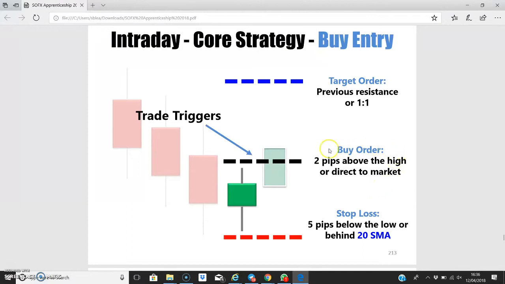Buy entry, buy order, 2 pips above the high or direct to the market. So 2 pips above the last candlestick. Our target, previous resistance or 1 to 1. Our stop loss is 5 pips below or behind the 20 moving average.